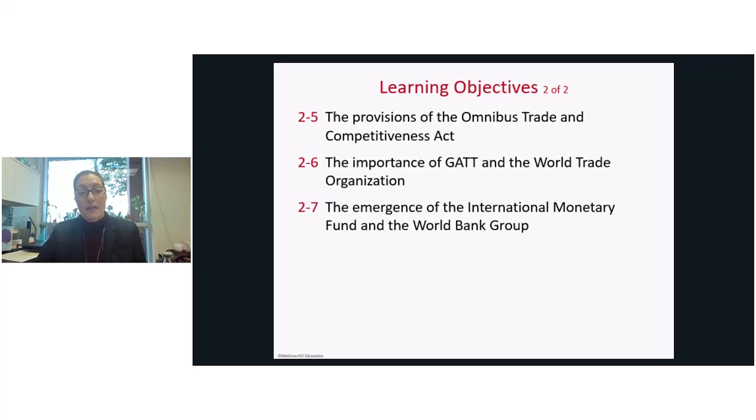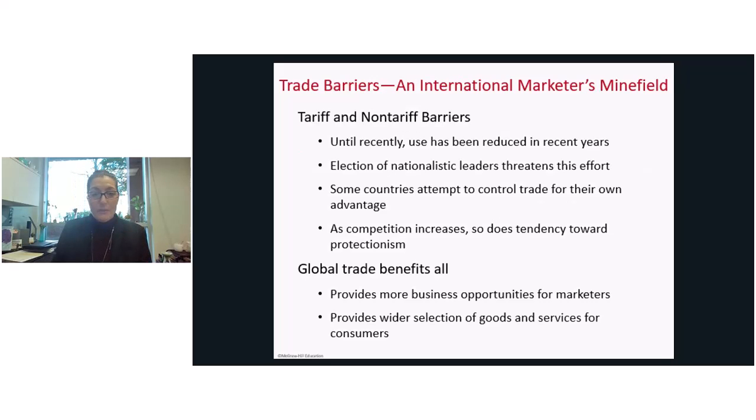We're learning about the GATT and World Trade Organization. And we're also learning about the emergence of the International Monetary Fund and World Bank Group. So let's get going. So trade barriers can be an international marketer's minefield.